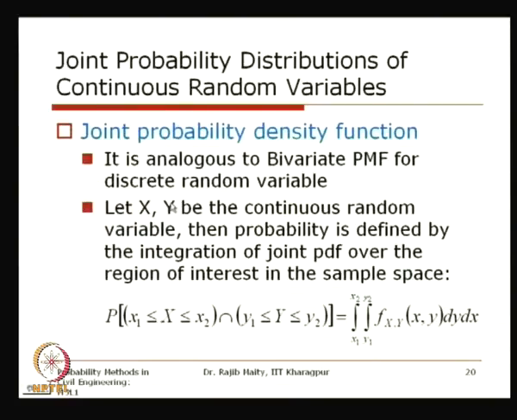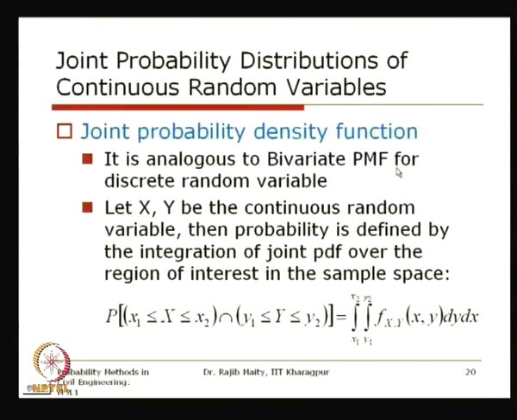Now, if we take that concept to continuous random variables, you know that a continuous random variable can take any possible value over the entire range, so instead of the summation we have to go for integration. For the bivariate case, we have to integrate over the entire area. If it is 3-dimensional, then we have to integrate over the entire volume, and similarly for higher dimensional spaces. Here we are discussing the bivariate one.